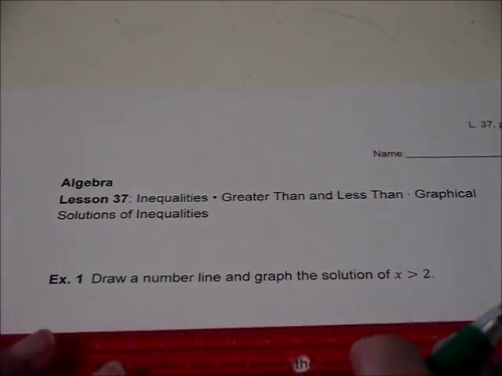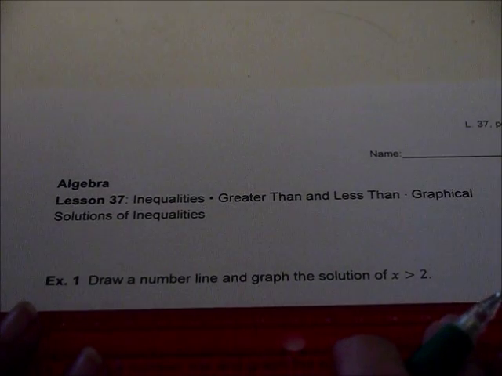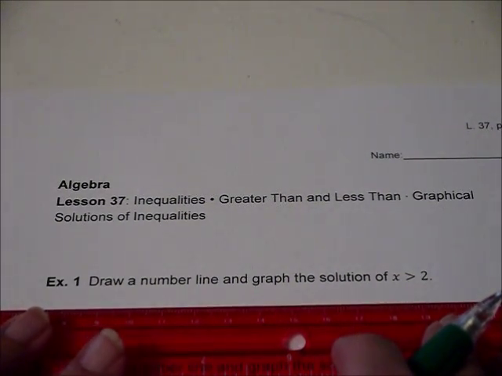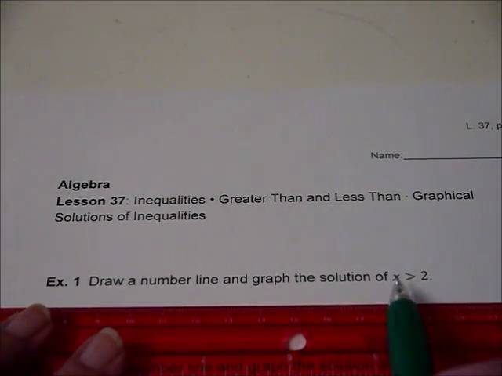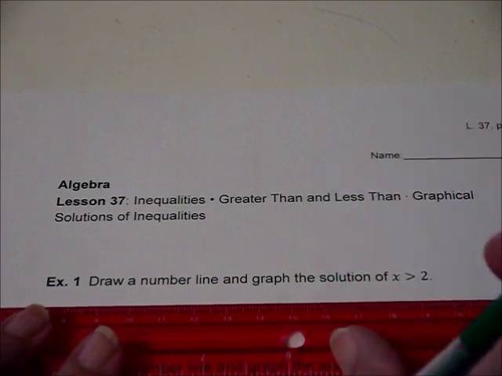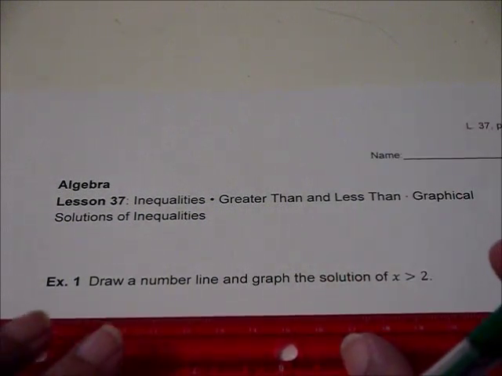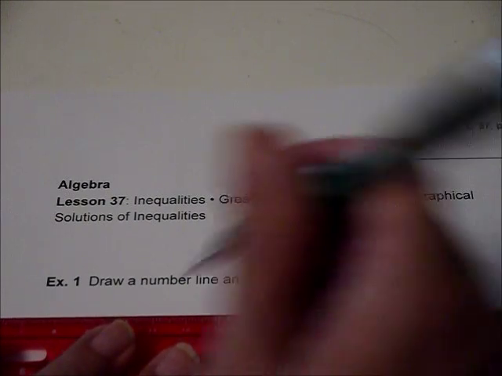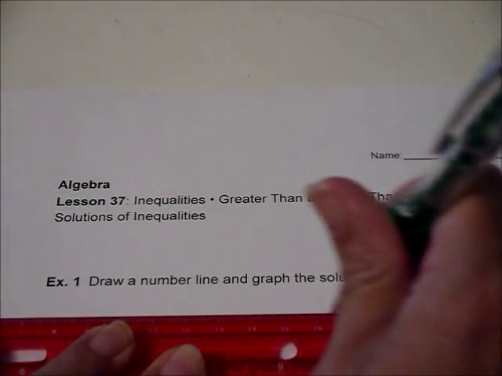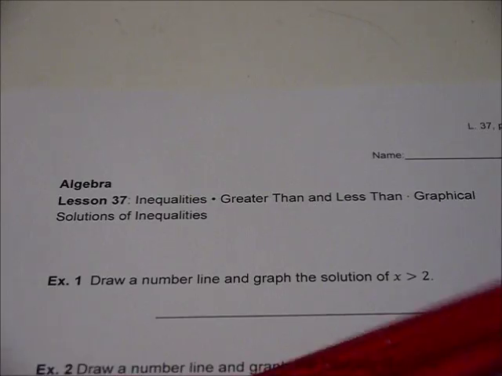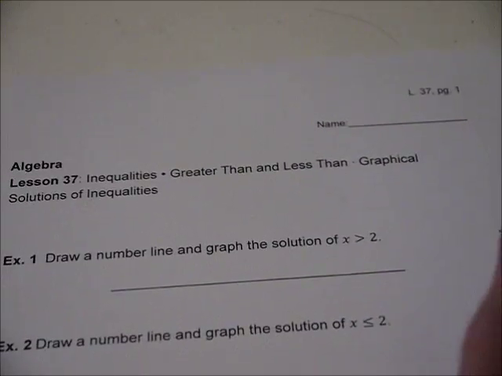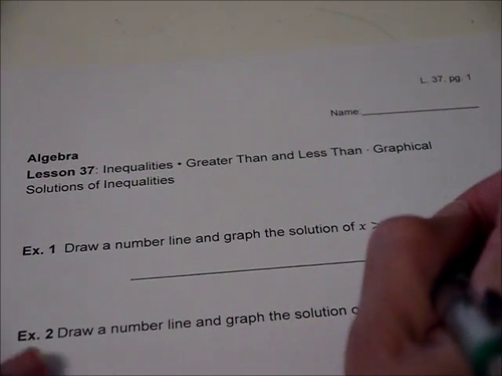So we're going to draw a number line and graph the solution of x is greater than 2. What that means is the answers to something are going to be everything greater than 2. It's kind of like if I said everyone older than 2 can go to Disneyland. That's not true, but let's say it was. How would we graph this on a number line?